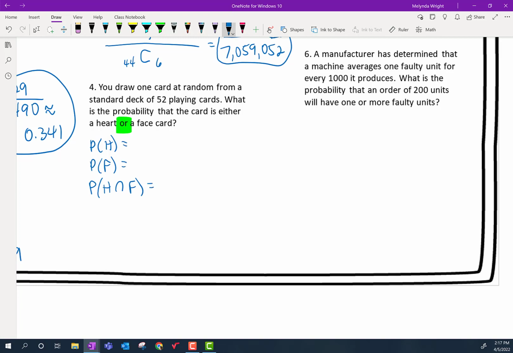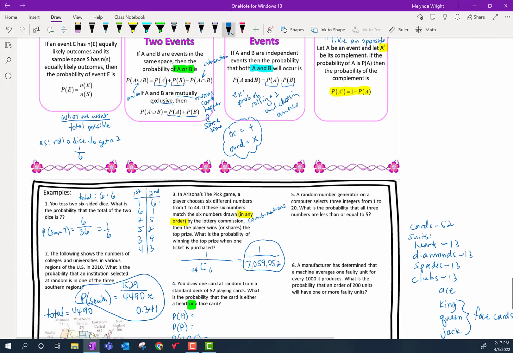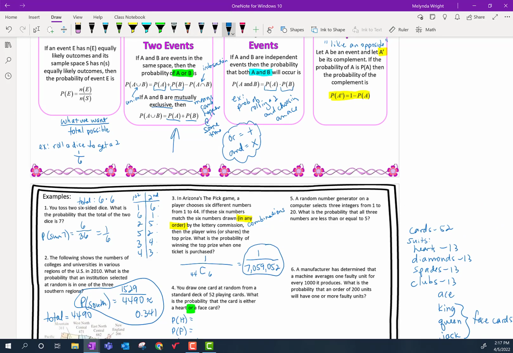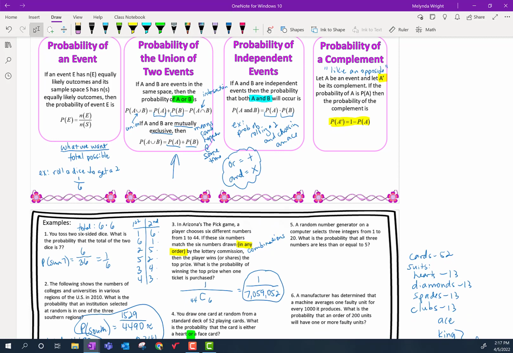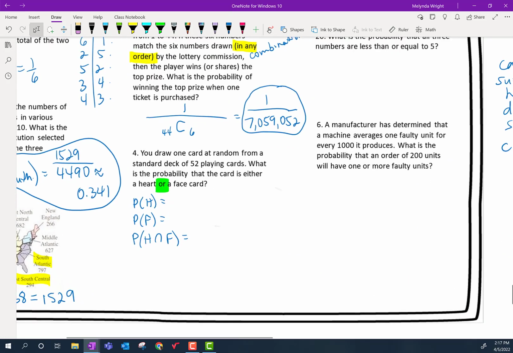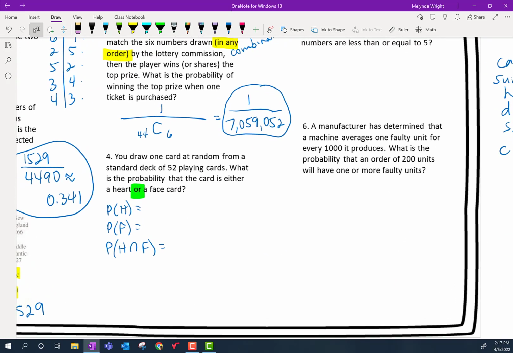That's that. Let's remind ourselves up here. That's this one here, the union of 2 events. Okay, let's think about this a minute. So we've got hearts. We have 13 hearts out of 52. Face cards: there are 3 face cards in each suit, and there are 4 suits, so what is that? That's 12 out of 52.